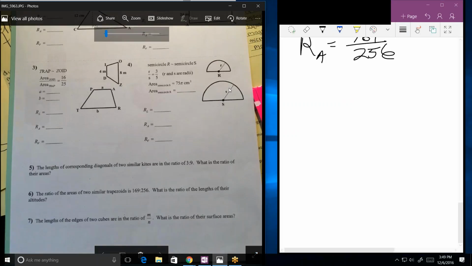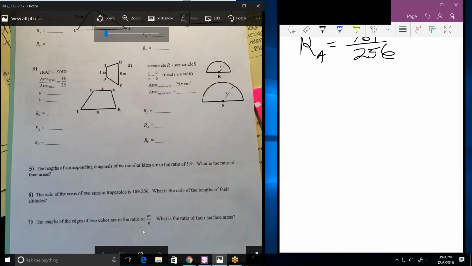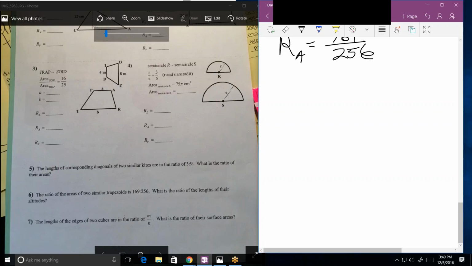Let's see. Oh, here's another one. Okay, now we're going to deal with volume ratio. The lengths of the edges of two cubes are in a ratio of m to n. Tell me what the linear ratio is.